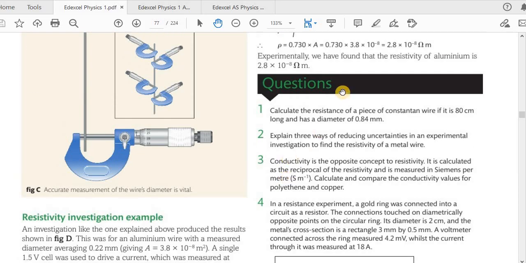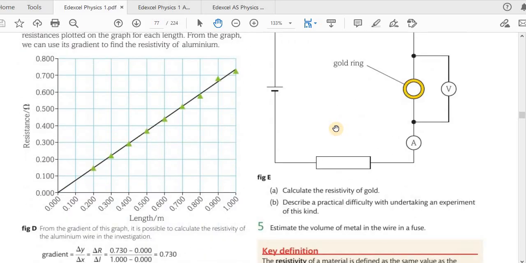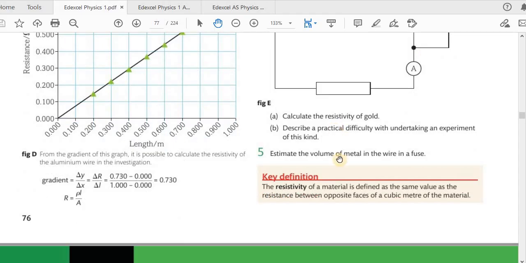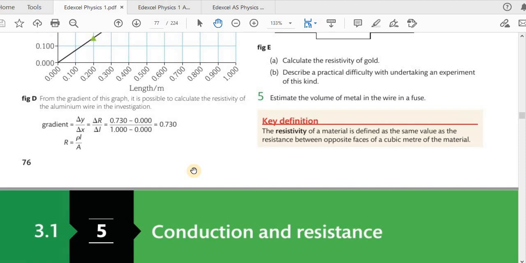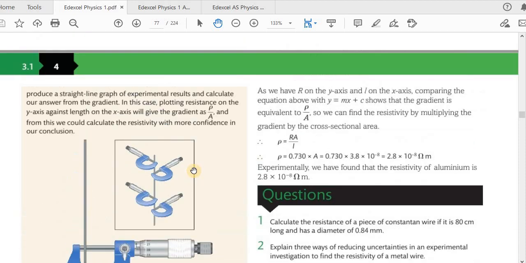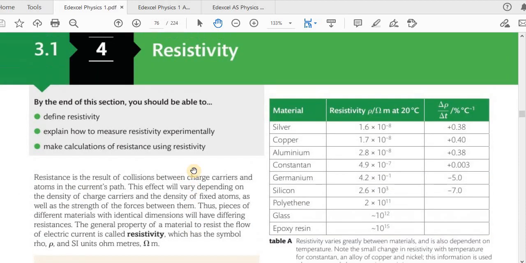Make sure you answer all these questions and check the answers in the answer script. The definition is here, and the next one will be conductance and resistance, chapter 3.1 part 5. We just finished chapter 3.1 part 4.